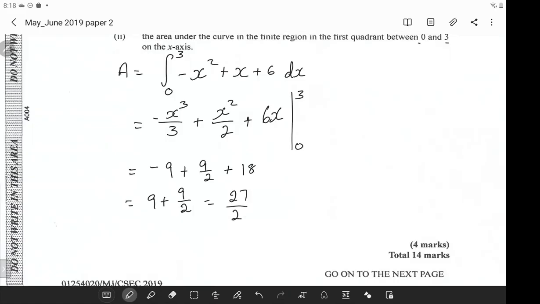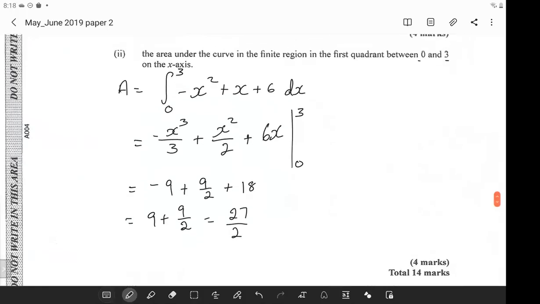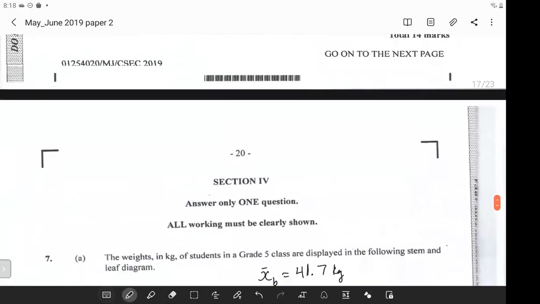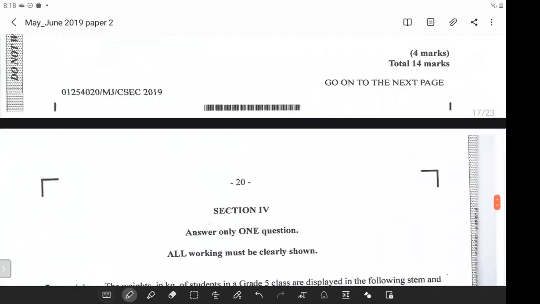All right, or 9 and 9 halves, or you can simplify it further. Cool. So this is the area under the curve. So part 4. Now they ask us to answer only one question, but we'll see if we can answer both.